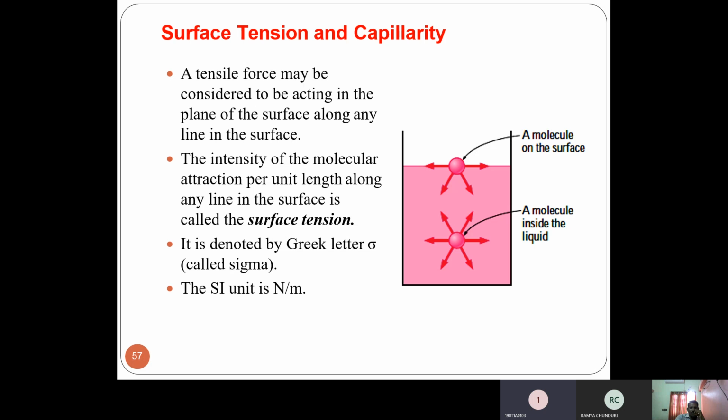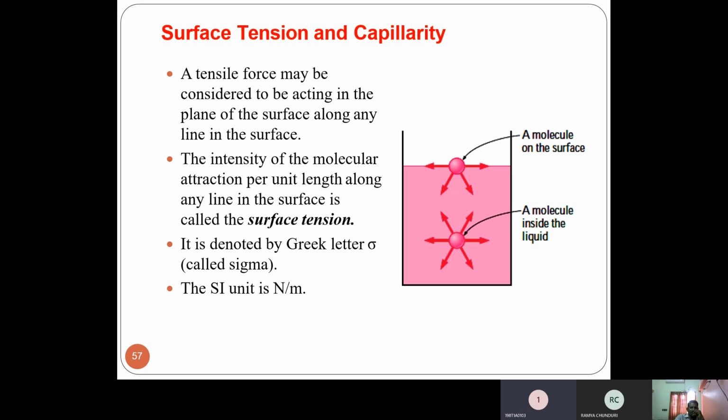Simply, tensile force acting per unit length is surface tension. This surface tension is denoted by the Greek letter sigma, and its unit is Newton per meter because it is force per length. The unit for force is Newton and the unit for length is meter. Concentrate on this figure. See, one molecule is submerged in the liquid. This molecule experiences equal molecular attraction from the other molecules around it.